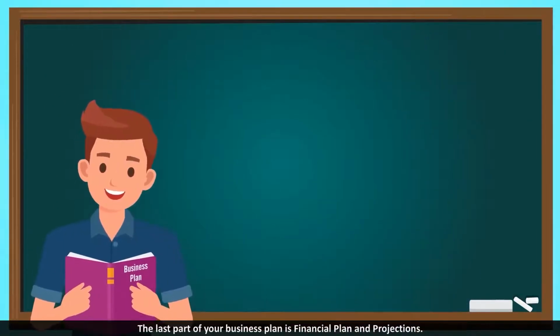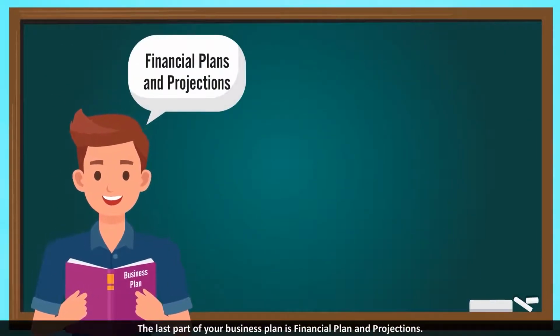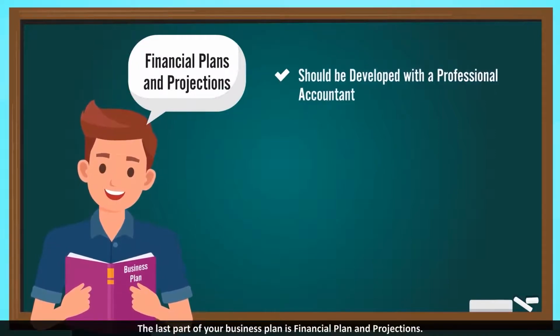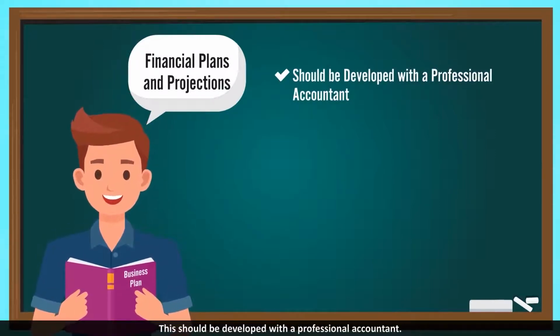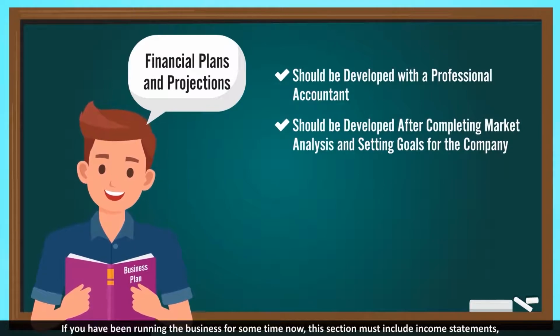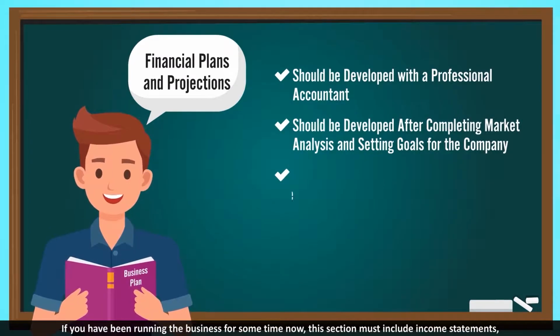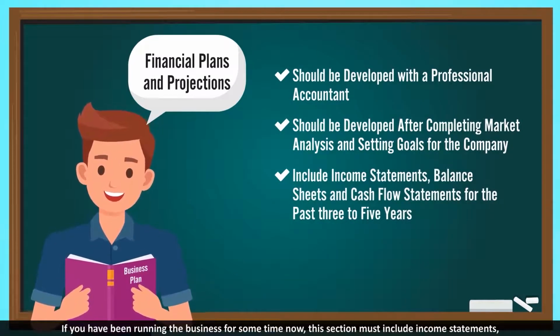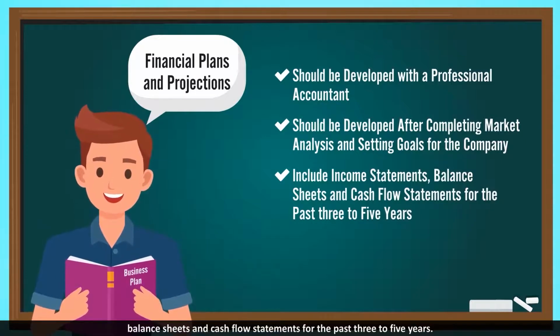The last part of your business plan is financial plan and projections. This should be developed with a professional accountant. If you have been running the business for some time now, this section must include income statements, balance sheets and cash flow statements for the past 3 to 5 years.